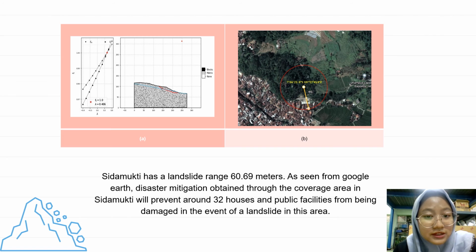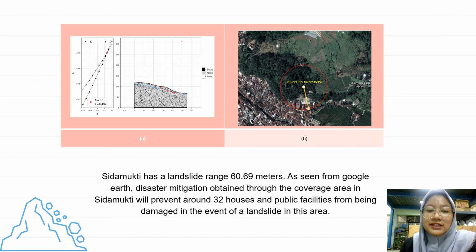When viewed from a geological point of view, broadly speaking, the research location is composed of old, unresolved volcanic sedimentary rocks in the form of fine and coarse dacitic tufaceous breccia containing pumice and old andesite-basaltic lahar deposits.